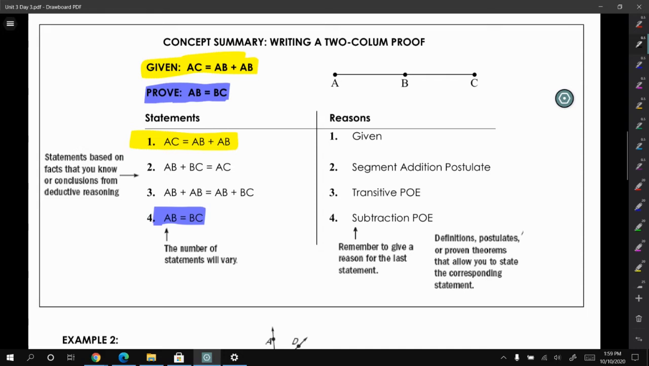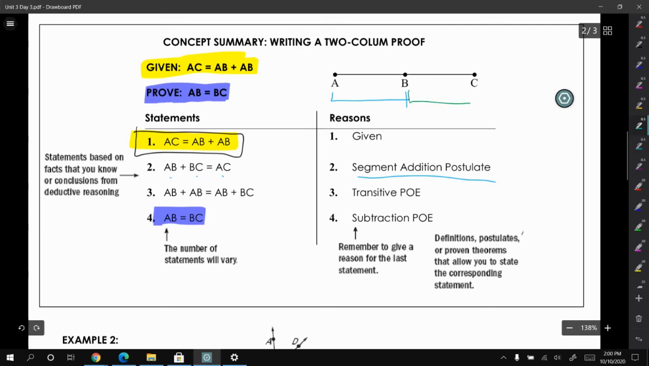So in this one, we're talking about if AC is equal to AB plus AB, prove that AB is equal to BC. So we're given this right here. Okay, and then what we do is say, well, according to our picture, AB plus BC equals AC. That's our segment addition postulate. We have this part plus this part equals the whole thing. That's what we have written in statement number 2, and we can say that because of the segment addition postulate.